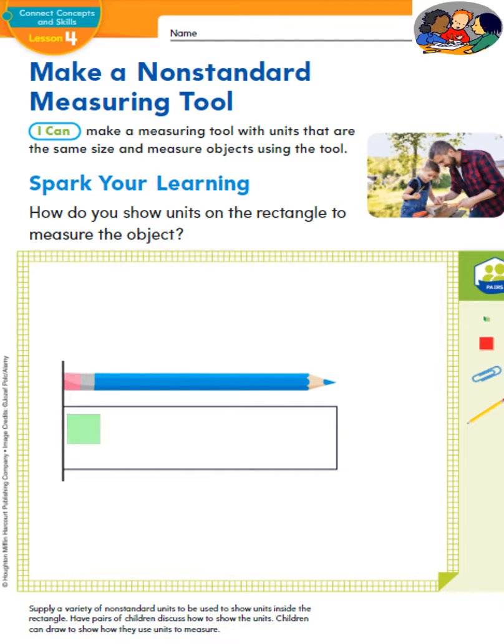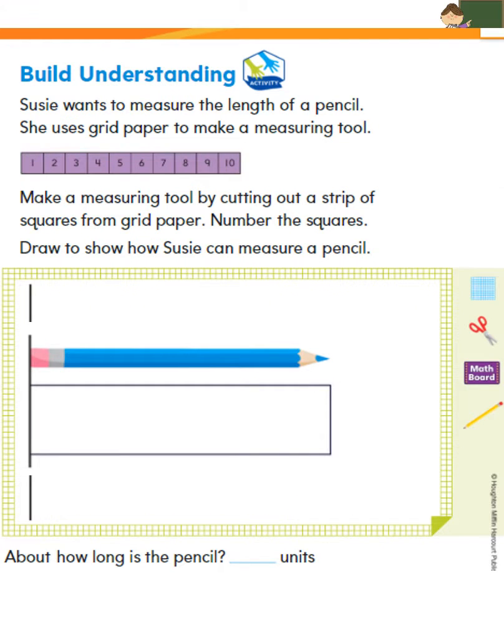Let's try using some cubes. 1, 2, 3, 4, 5, 6, 7, 8. 8 units long is the length of the pencil. Pause if you need more time. Let's build your understanding. Susie wants to measure the length of a pencil.